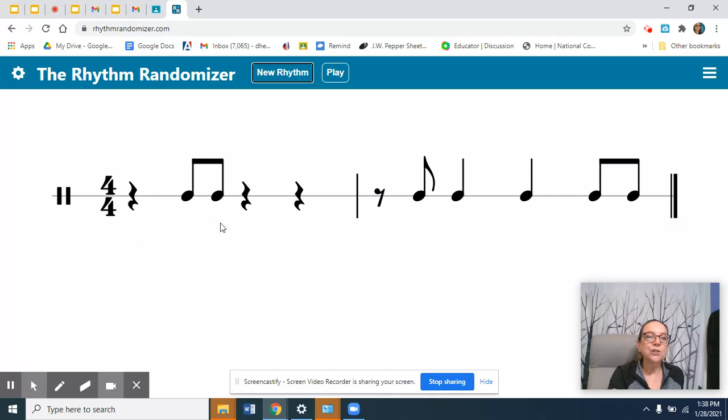Rest, 2, and rest, rest, rest, and 2, 3, 4, and. Look at it again. Rest, 2, and rest, rest, rest, and 2, 3, 4, and. Good job, everybody.